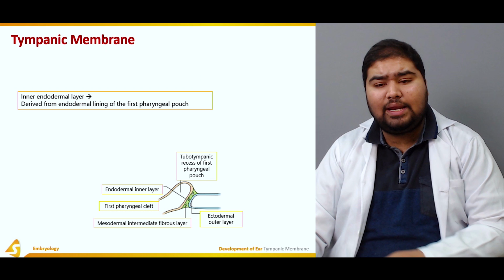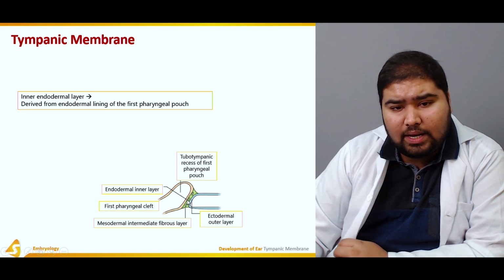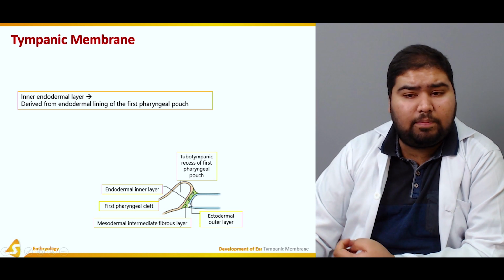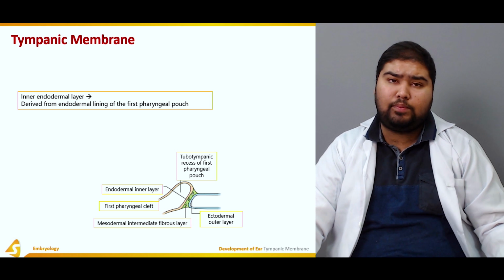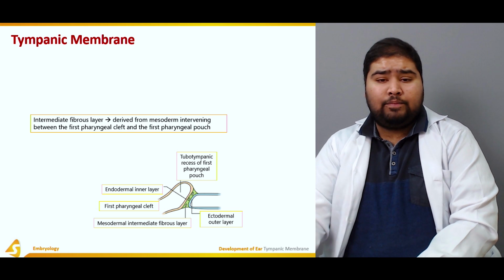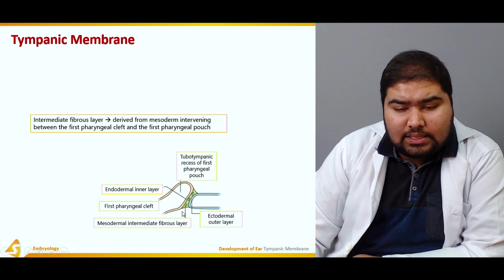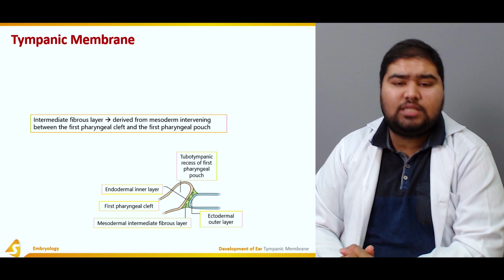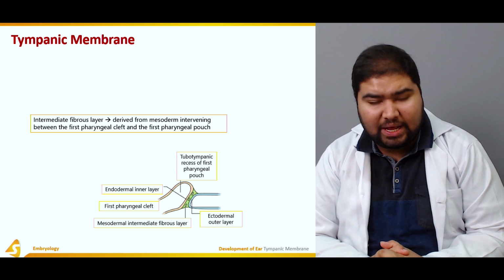Then we have an inner endodermal layer. Here in pink, this is the inner endodermal layer. It is derived from the endodermal lining of the first pharyngeal pouch. So again, it makes sense because this is the inner layer and is being formed by the tubotympanic recess. Now the intermediate fibrous layer, this in green, is derived from the mesoderm, which intervenes between the first pharyngeal cleft and the first pharyngeal pouch.